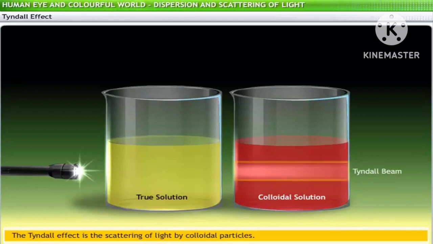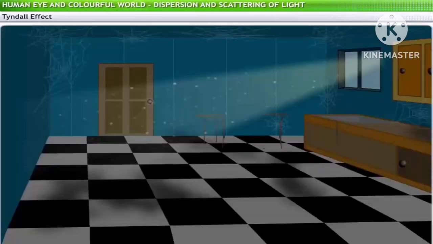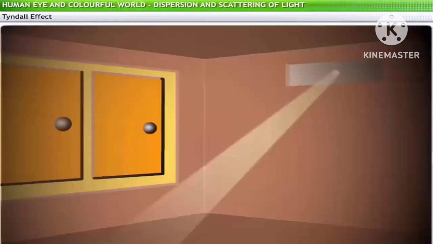Is it only in colloidal solutions that we see the Tyndall effect? No. You can observe the same even in air laden with dust particles, like in a dusty room. The Tyndall effect can also be observed when a fine beam of light enters a room through a small hole, such as an aperture in a ventilator. This happens due to the scattering of light by particles of dust and smoke in the air.